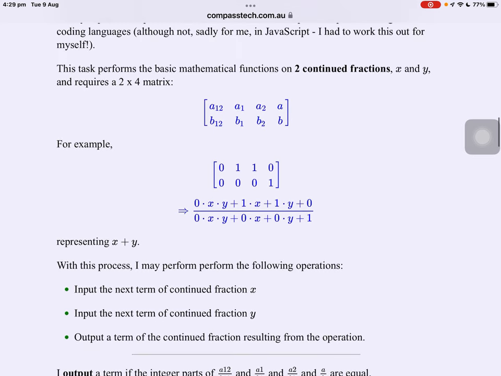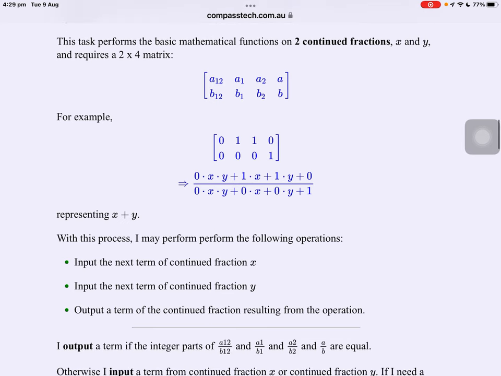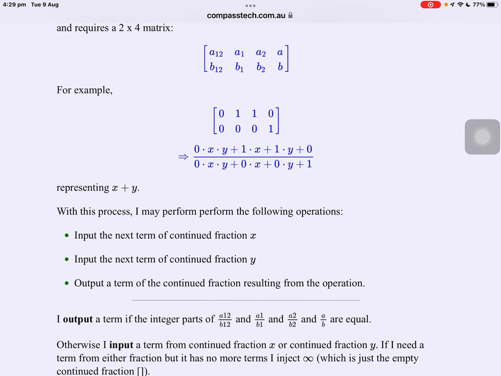But as we just saw, the process uses two continued fractions, x and y, and a 2 by 4 matrix that we've already talked about. For example, look at the example matrix shown there: 0, 1, 1, 0 on the top, 0, 0, 0, 1. Can you see that that represents a very simple process? The leading zero means there is no xy term. The next one is an x term. Next one is a y term, and there is no constant on the top. And on the bottom again, only a 1. So this is actually the matrix form for x plus y.